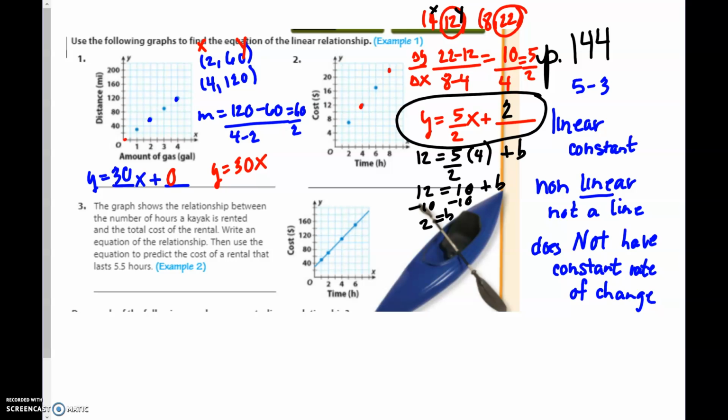All right, let's go on to number 3 here. The graph shows a relationship between the number of hours a kayak is rented and the total cost of rental. Write an equation and then predict what it would cost for 5.5 hours. So we need to write an equation: y equals blank x plus blank. If we look, this is a linear relationship. It's a nice straight line here. Let's find some ordered pairs that they give us. It doesn't look like anything is going right through at ordered pairs. So let's see, that's 1.